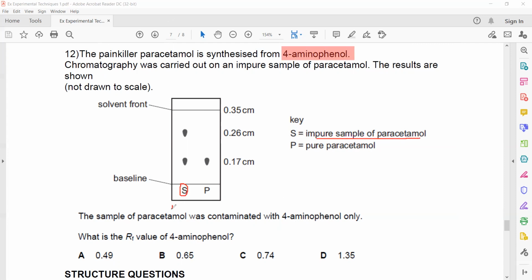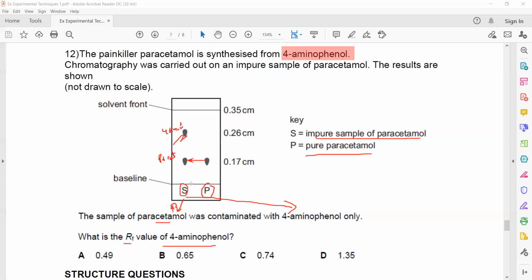It means the sample S contains paracetamol and it also contains 4-aminophenol. And P is pure paracetamol. In the question, they're asking the RF value for 4-aminophenol. So this spot shows it is paracetamol. So if this is paracetamol, then this will be 4-aminophenol. So we have to just find the RF value of 4-aminophenol.